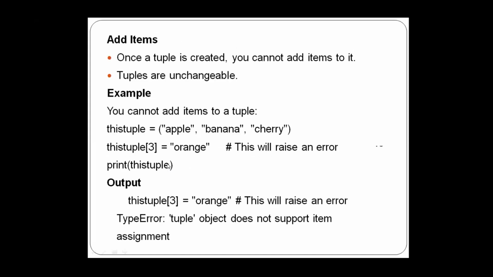And add items. Can I add an element to a tuple? No, ma'am. They are unchangeable or they are immutable, so you cannot add an element to a tuple. So this statement will give you an error, right? So remember, when I say immutable, you cannot change an element of a tuple, nor can you add or remove an element from a tuple, right?